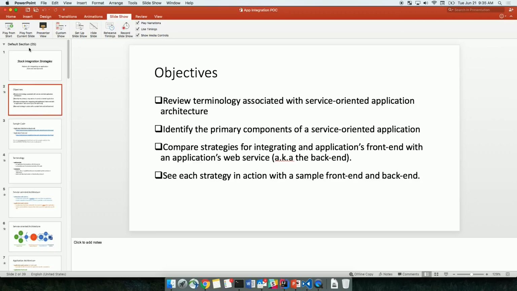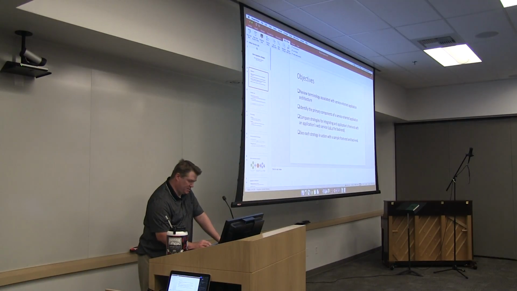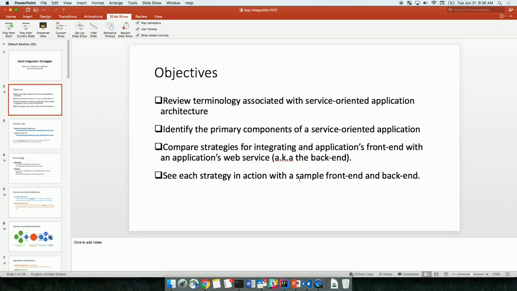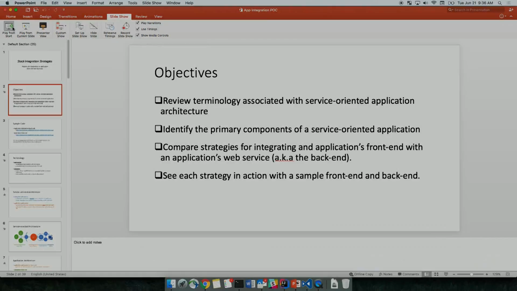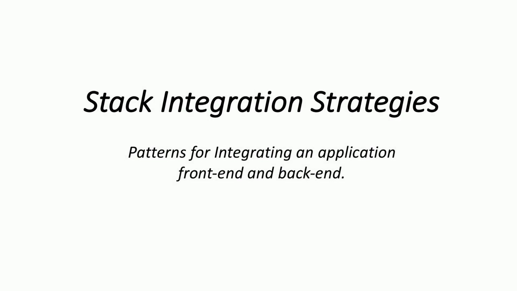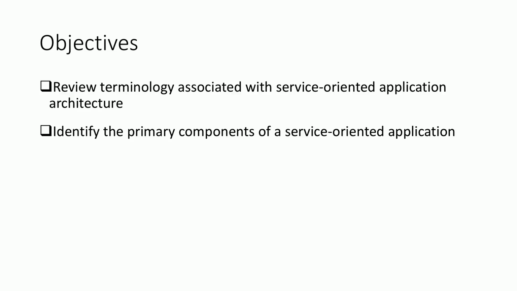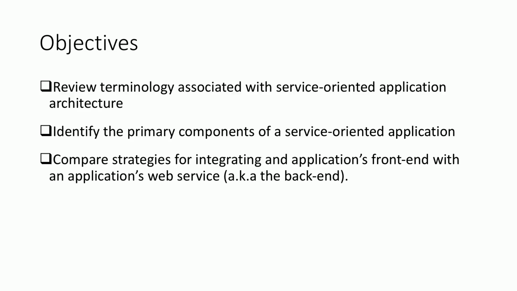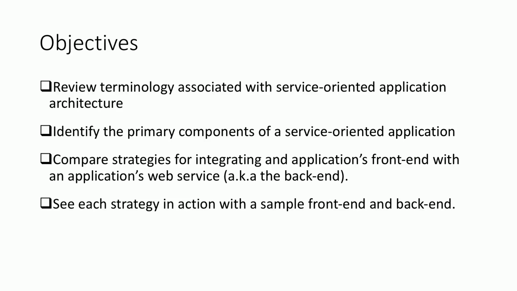So our objectives today are to review some terminology associated with service-oriented application architecture. These are terms that we use on a regular basis, just to make sure we're all on the same page as to what we mean when we say certain things. Identify the primary components of a service-oriented application, compare strategies for integrating the front end and the back end, and then see each strategy from a configuration standpoint.